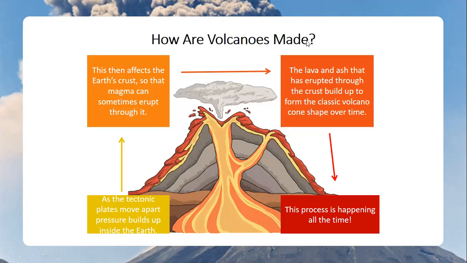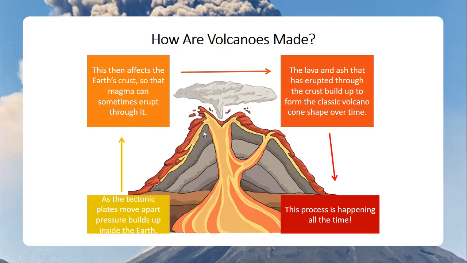So how are volcanoes made? We're going to start on the bottom left. That's our first part. As the tectonic plates move apart, pressure builds up inside the Earth. This then affects the Earth's crust, so that magma can sometimes erupt through it. So as our tectonic plates move apart, we have magma that is being forced up between the tectonic plates where that molten rock is. The lava and ash that has erupted through the crust builds up to form the classic volcano shape over time. And this process is happening all the time.